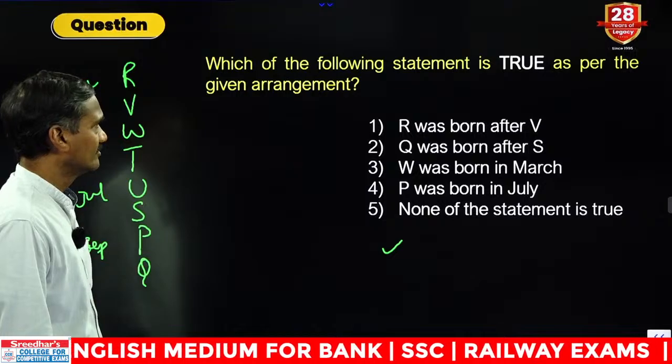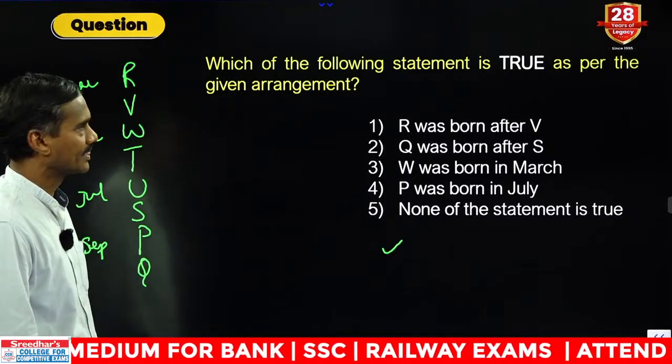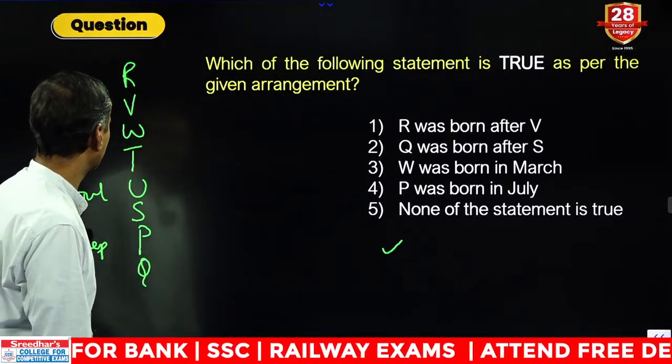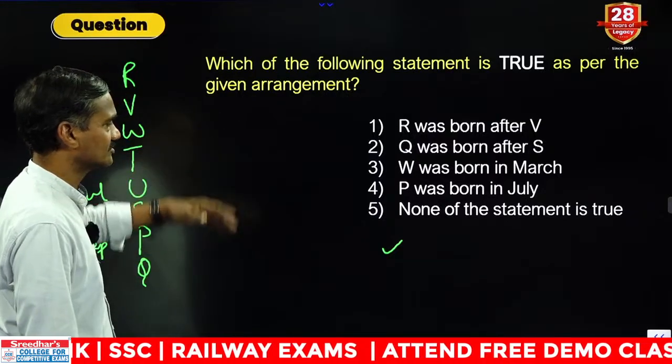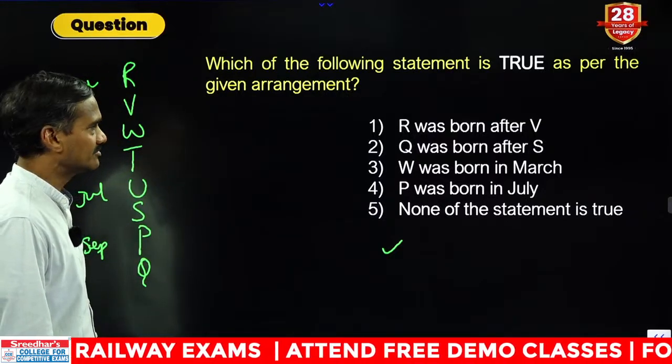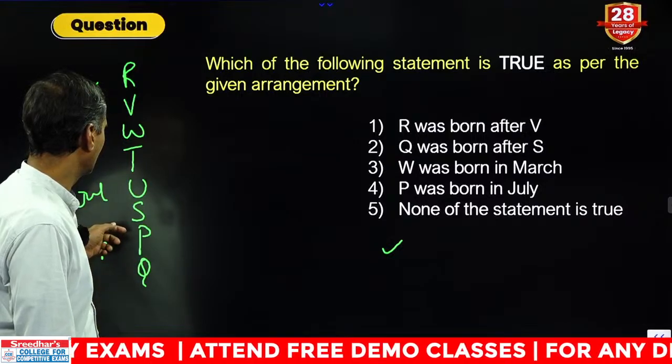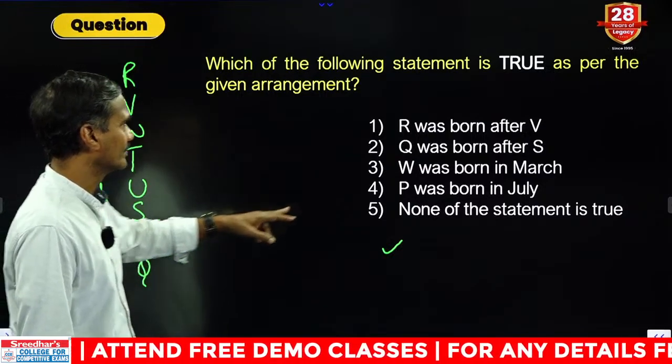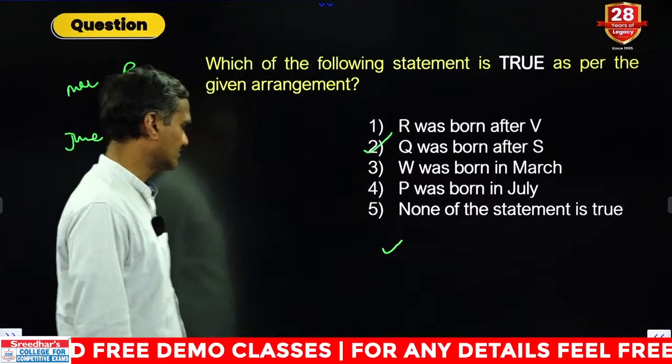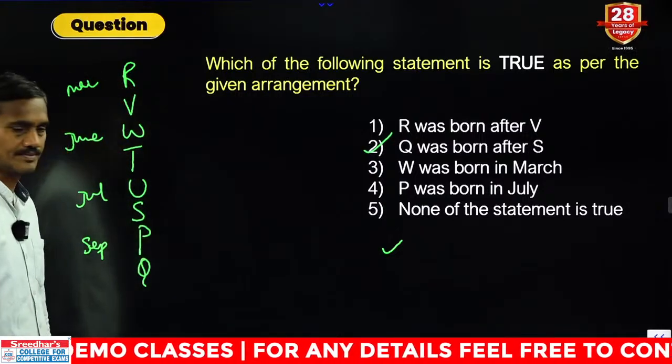And next one, which of the following statements is true? Here, R was born after V. R is born before V, so the first one is false. And Q was born after S. Q born after S, that is definitely true. And that is choice 2, question number 16. Clear?